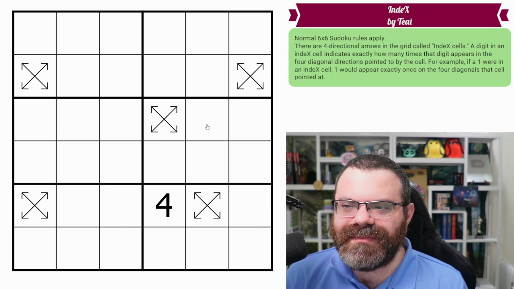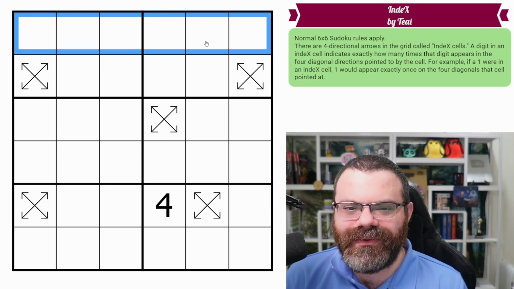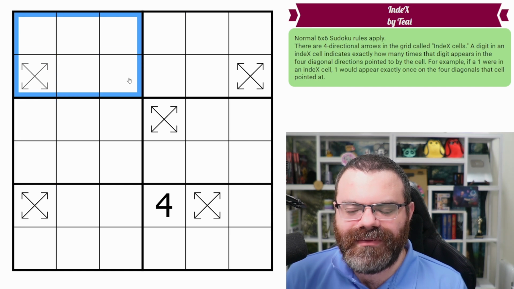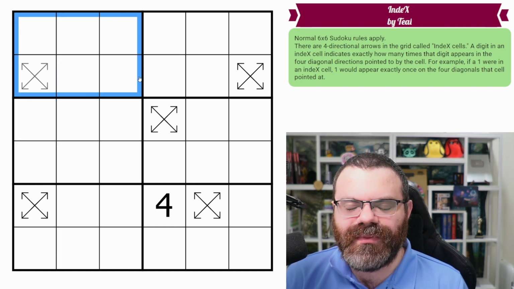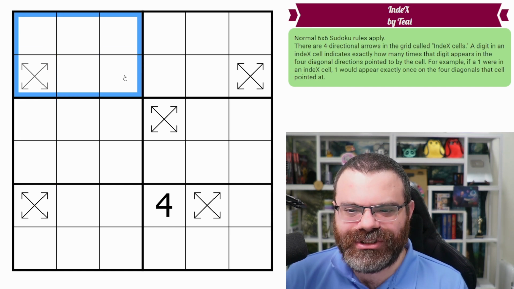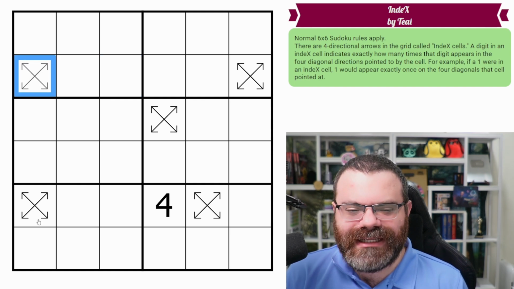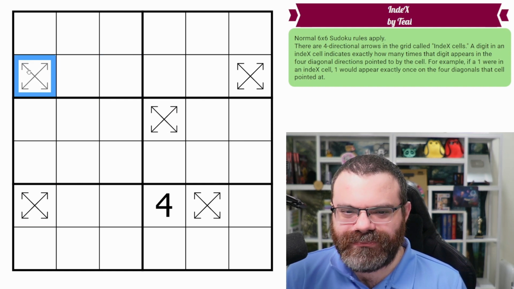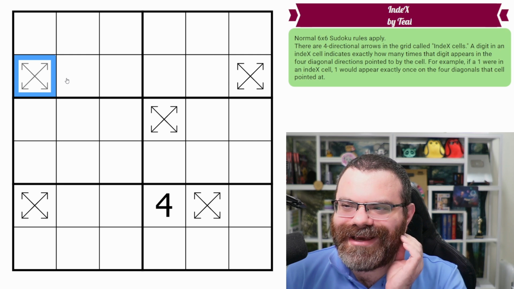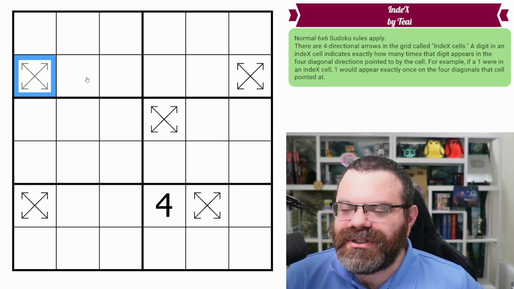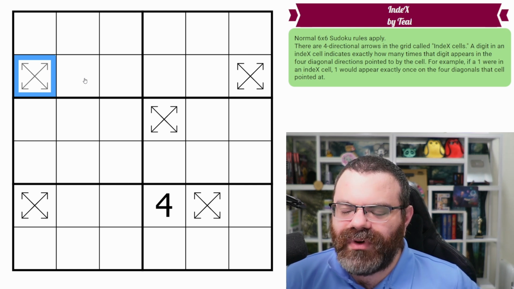We have normal 6x6 Sudoku rules, meaning in every row, every column, and every 2x3 box, we are placing the digits 1 to 6, exactly once each. We also have these X's in the grid with arrows. These are called index cells with a capital X. Clever. So a digit in an index cell indicates exactly how many times that digit appears in the 4 diagonal directions pointed at by that cell.